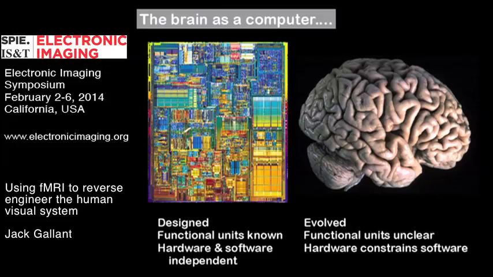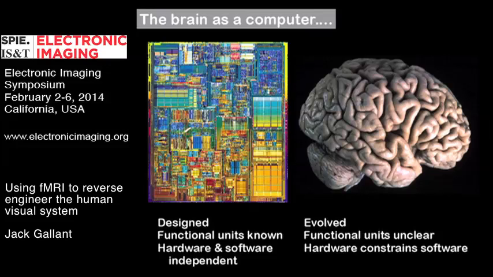I tend to think of the brain as a computer. So on the left here, we have a standard Intel chip. And of course, this system is designed. Its functional units are known. They're transistors. You can look on this chip and see that the transistors are organized in little banks, and you might get some idea of what the individual parts are. And the hardware and software in this system are independent. This is a universal computer. It can run any piece of software.